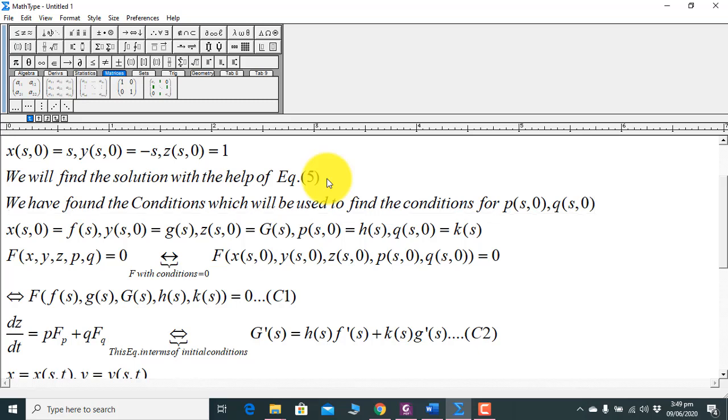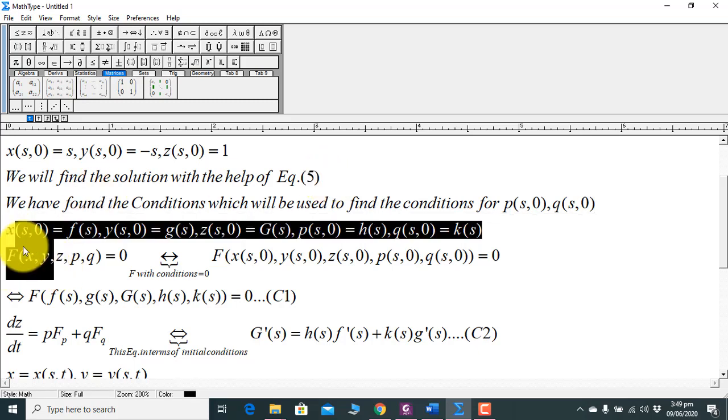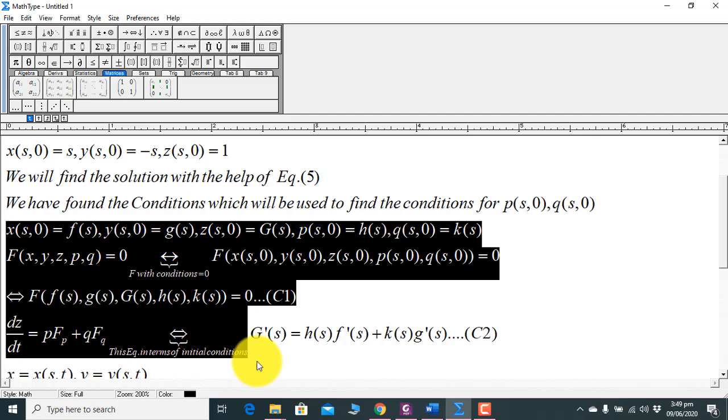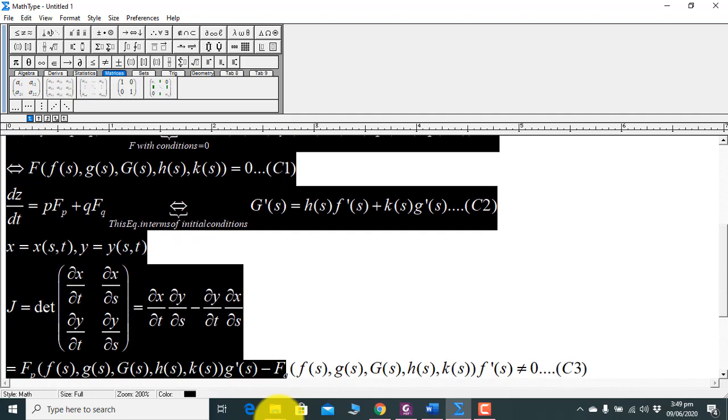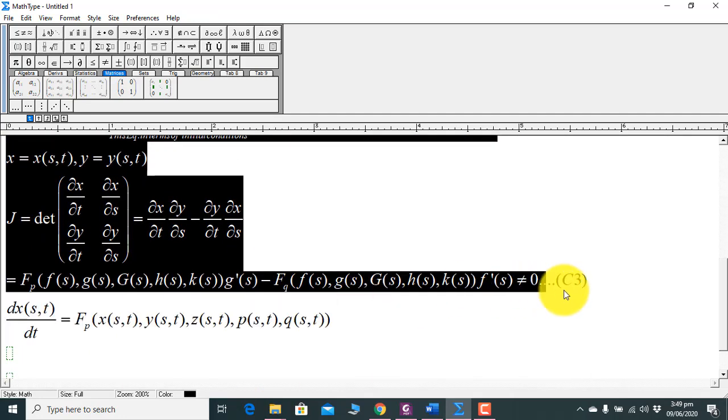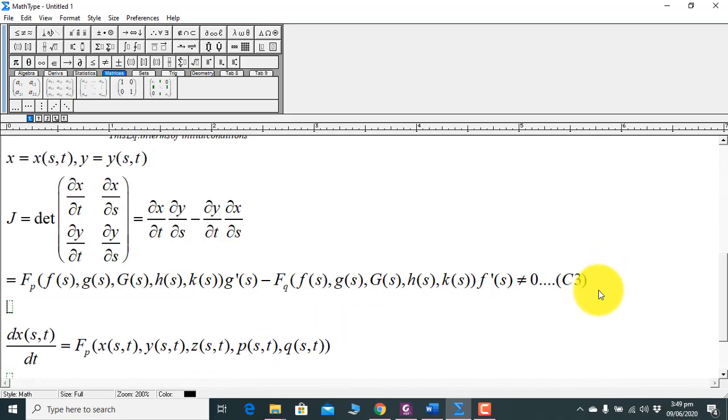So we have derived the conditions which will help us find the conditions for p and q, up to condition 3, and the original solution is there. So this is the solution of the question, starting from there.